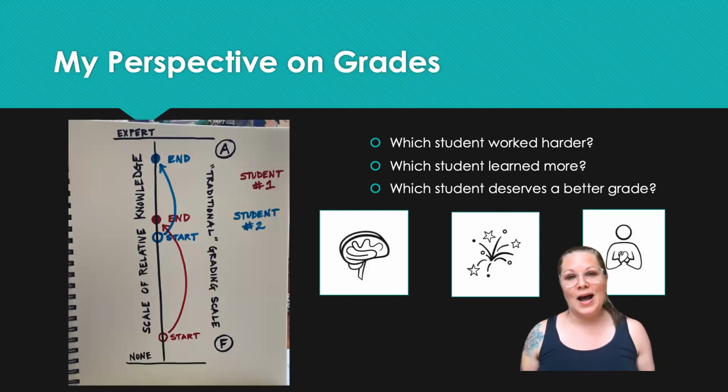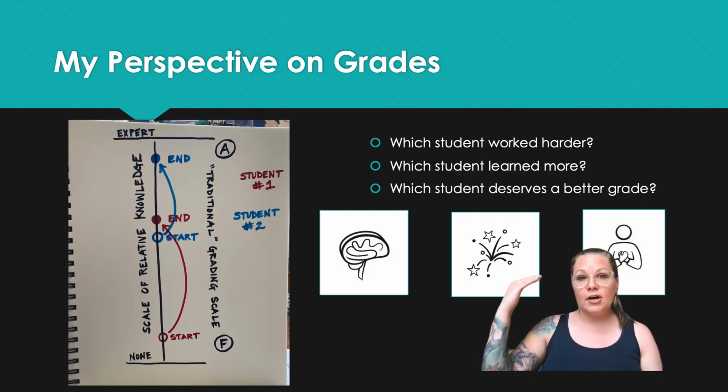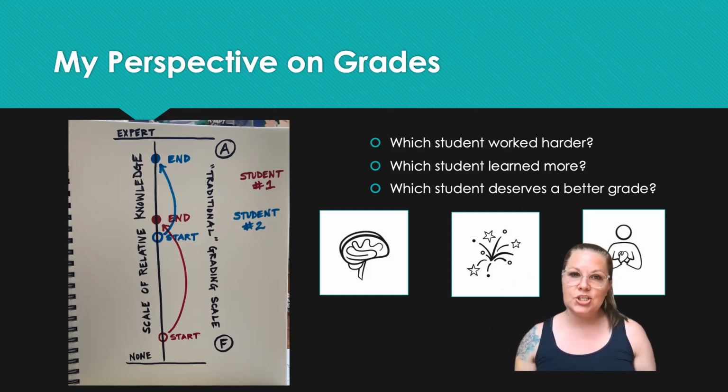This is how I can represent my perspective. I did this drawing here to best represent what's happening in my mind. If you look at this vertical axis as measuring the scale of relative knowledge, where at the very bottom of the axis is no knowledge on a certain topic, and at the very top is expert level knowledge on the topic, then the traditional grading scale would attach grades according to this vertical axis of knowledge.